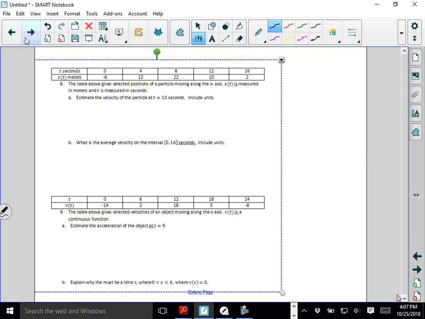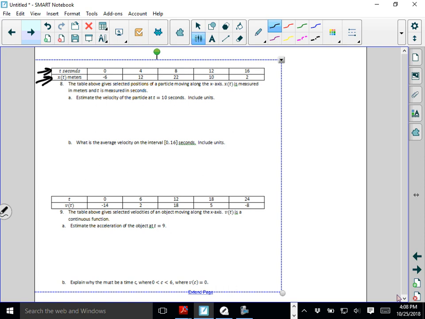So when I look at this table here, I'm going to notice these two boxes first, where my x normally goes is t seconds, right? And in my y box, I have x of t meters. Right? I know right away that x of t is a position function and t is time. So this is a position time table. It says the table above gives selected positions of a particle moving along the x-axis. X of t is measured in meters and t is measured in seconds.